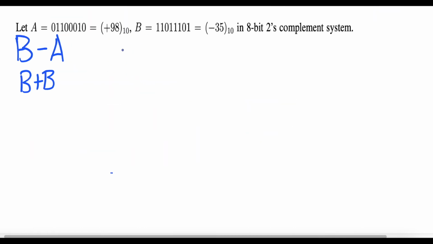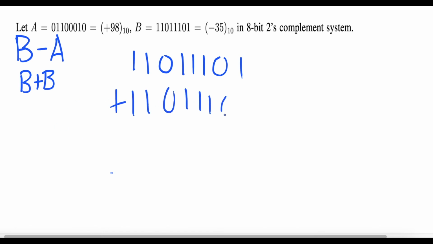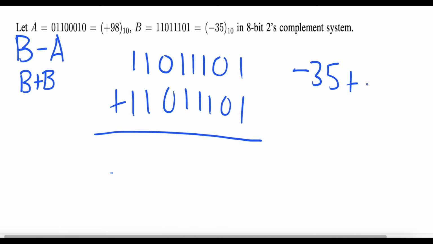Now when we do b plus b, we have 1, 1, 0, 1, 1, 1, 0, 1 plus 1, 1, 0, 1, 1, 1, 0, 1. Now we don't have to convert any of the b's because this negative 35 plus negative 35 still works as an operation, as we still have the addition sign there as it's a sum of two numbers. Okay, so now we're going to get right into it.